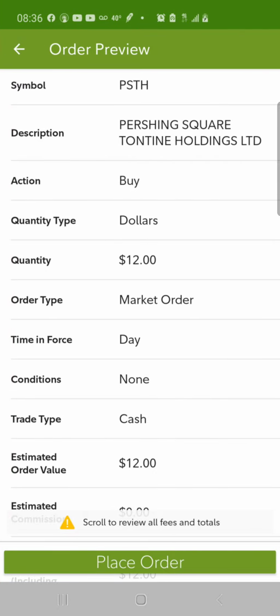Then the last trade we have is Pershing Square, PSTH. This is something I've already swing traded a few times this month in other brokerages. So I'm a swing trader here in Fidelity and trying to build a position as well. I bought $12 worth. That's the 16 positions I'm into on the day.